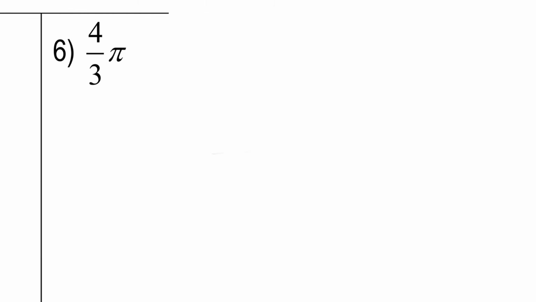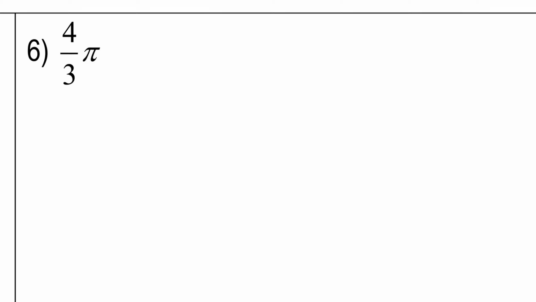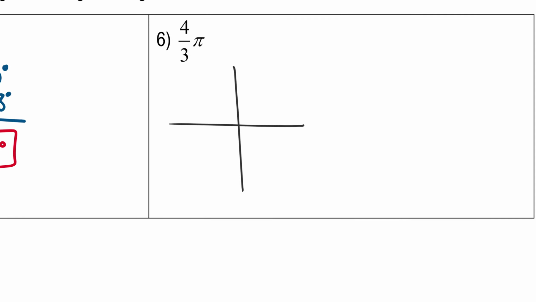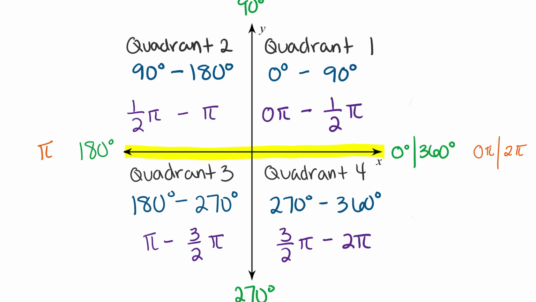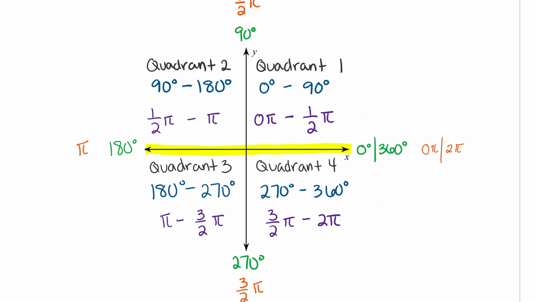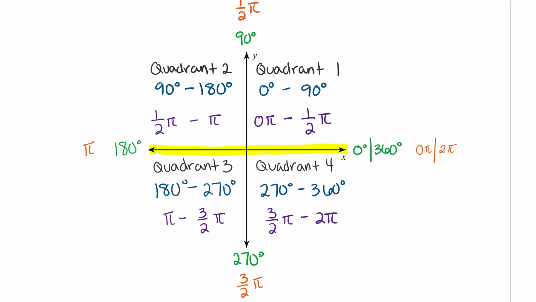Speaking of radians, we have number 6, which is 4/3 pi. You might be thinking, let's draw our picture, but I'm not sure where that falls on the picture we did down here. Here it is. So 4/3 pi. I don't know what quadrant that would be in. Well, first off, let's do this: 4/3 pi.